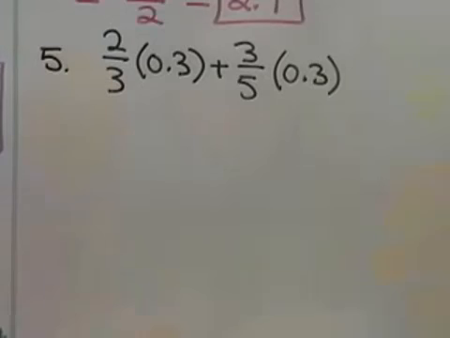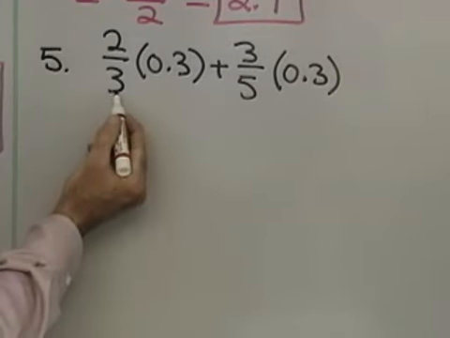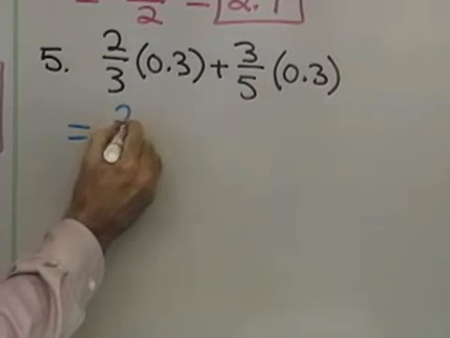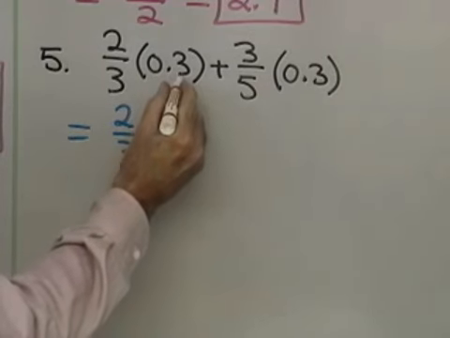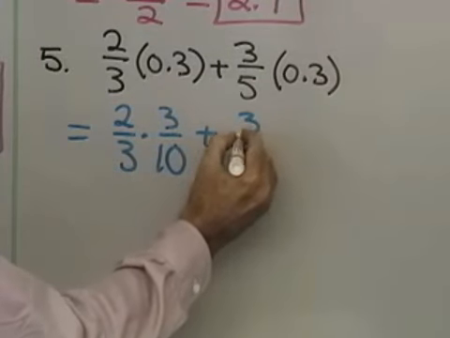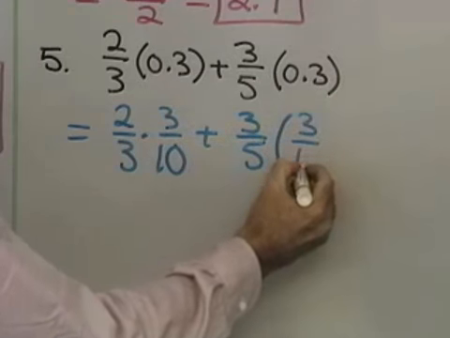Here's another problem. How about 2/3 times 0.3 and then 3/5 times 0.3? Well, let's see. This will be kind of hard to change to a decimal. Let's change our decimals to fractions and see what happens. 2/3 times 3/10, plus 3/5 times 3/10.